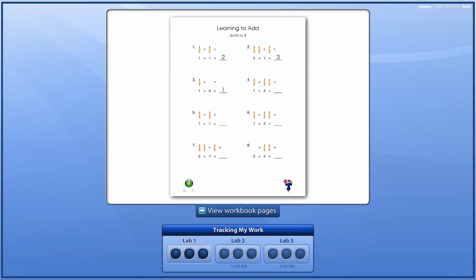Now, I want you to go ahead and complete this page. You're going to do the problems 4, and then 5, 6, 7, and 8. I want you to take your time and write the answer as carefully as you can. Work hard. Do your best. I'm proud of you.